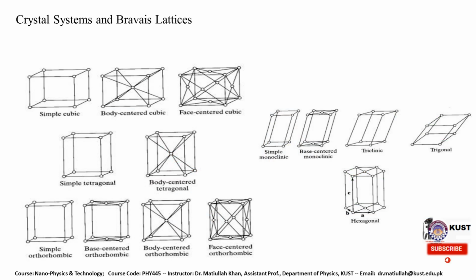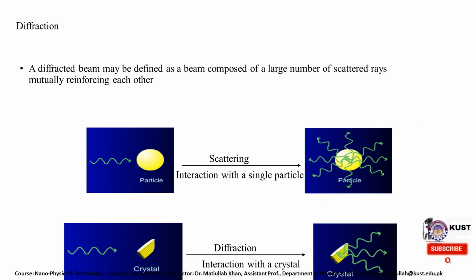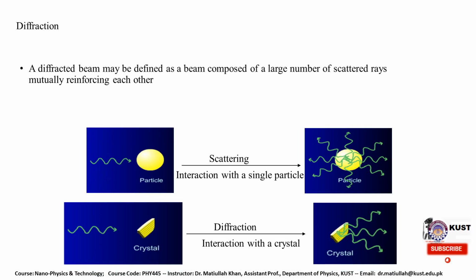We have different crystal structures and Bravais lattices that are basically standard lattices or standard structures. Among that we have 7 different crystal systems, and from these 7 systems we have 14 different Bravais lattices. So that is actually the basics of crystallography. Now diffraction: a diffracted beam may be defined as a beam composed of a large number of scattered rays mutually reinforcing each other. So here we can see the diffracting beams. If there is a radiation falling on a particle, so what happens?